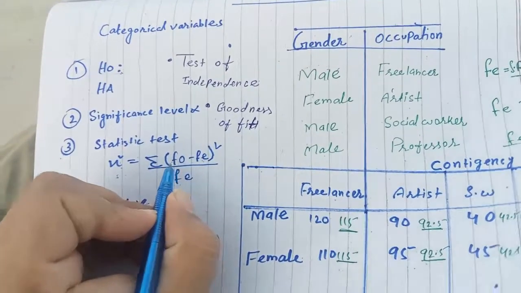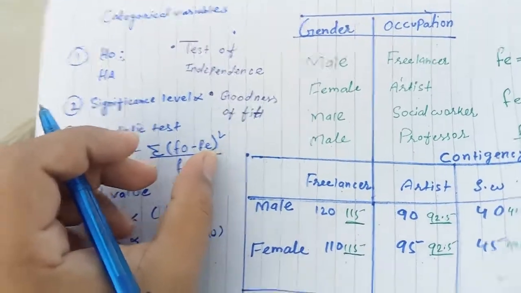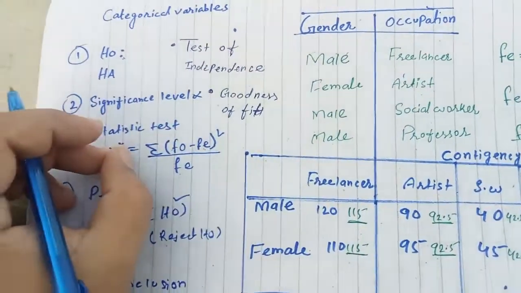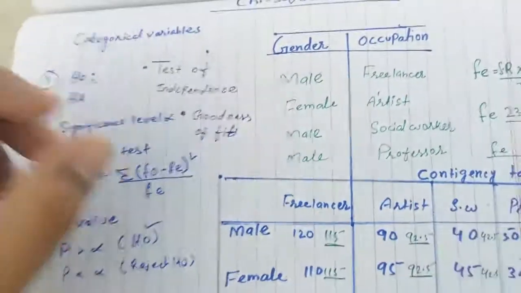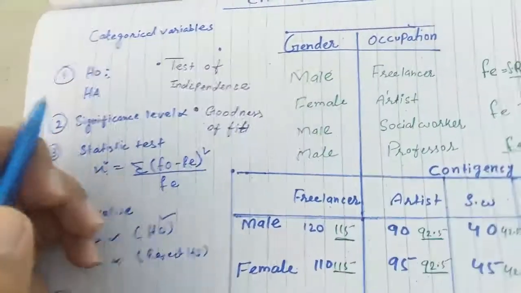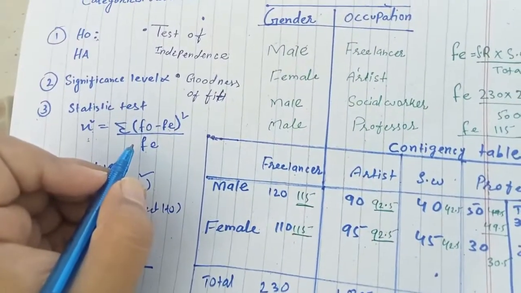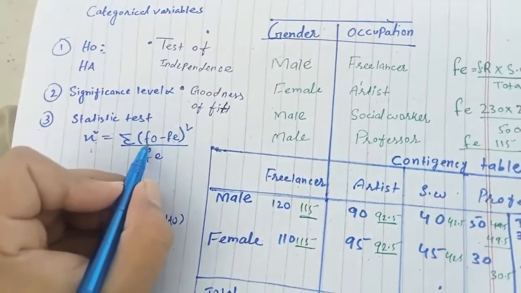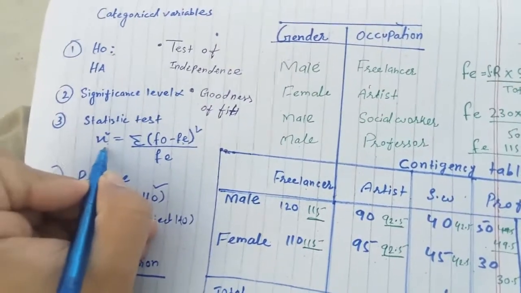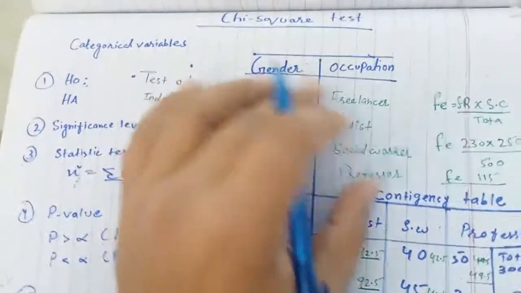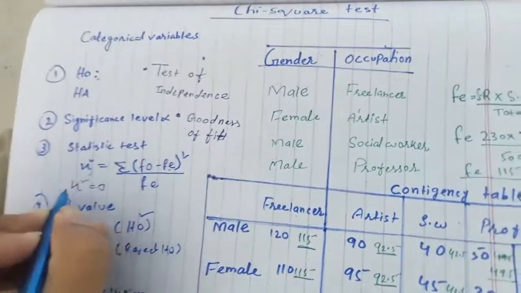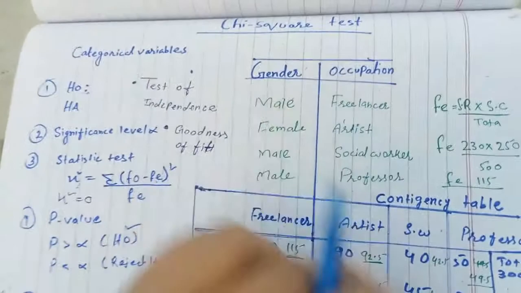If the difference is high, then we will get the highest chi-square value. If we get the highest value, we are able to say that there is a relationship, right? So if the difference between the observed frequency and expected frequency is high, we will get the highest value. If the chi-square value is equal to 0, it means that there is no relationship between these two variables, right?